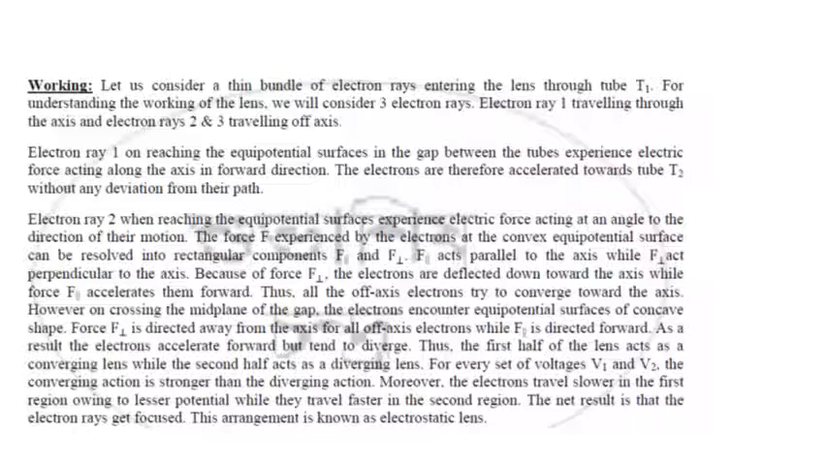The force experienced by the electrons at the convex equipotential surface is perpendicular to the axis. Because of this perpendicular force, the electrons are deflected down toward the axis, while the other force, F parallel, accelerates them forward. So it will move forward as well as downward.